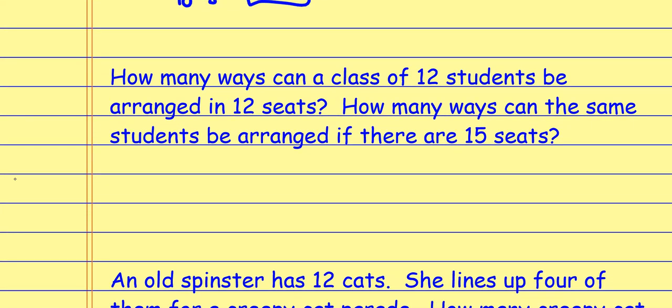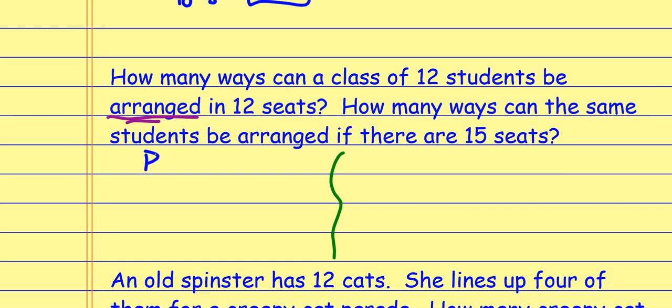How about this one? It says, how many ways can a class of 12 students be arranged in 12 seats? And then how many ways can the same students be arranged in 15 seats? So it asks me for 2 different things here. And here's the thing. The word arranged literally means to put things in order. If I say arrange these things, I'm saying put these in a specific order. So the question, does order matter? The answer is a resounding yes, because it says right there arrange. That means order matters.